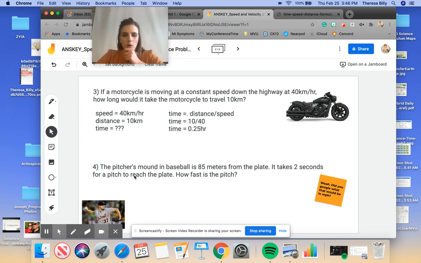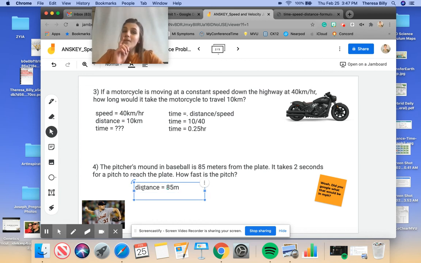I will do number 4. The pitcher's mound in baseball is 85 meters from the plate. It takes 2 seconds for a pitch to reach the plate. How fast is the pitch? So what are things that we are given? The distance between the mound and the plate. We know that that is 85 meters.